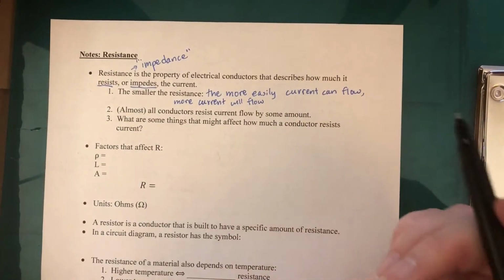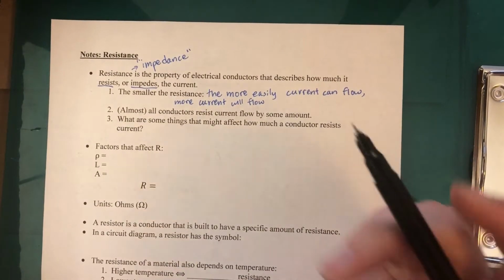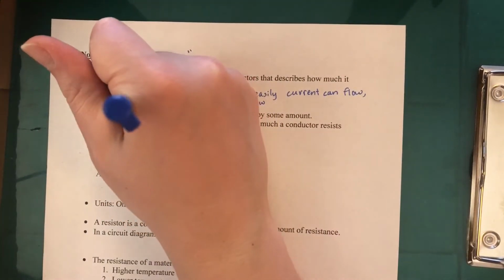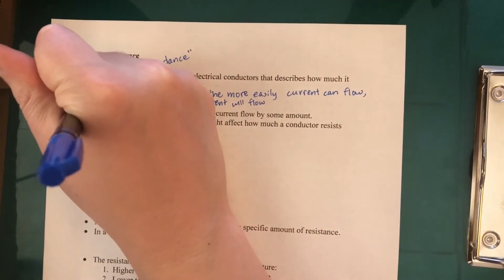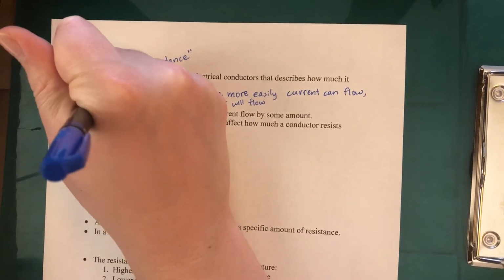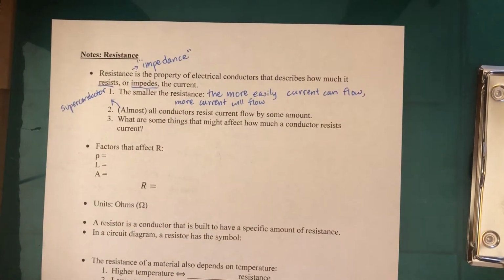Almost all conductors resist current flow by some amount. And we say almost because there is something in physics called a superconductor. And I'll put some sort of bonus material up if you want to learn more about that. But that's not really a required topic in this course. It's something that only happens when certain special materials get very, very cold.